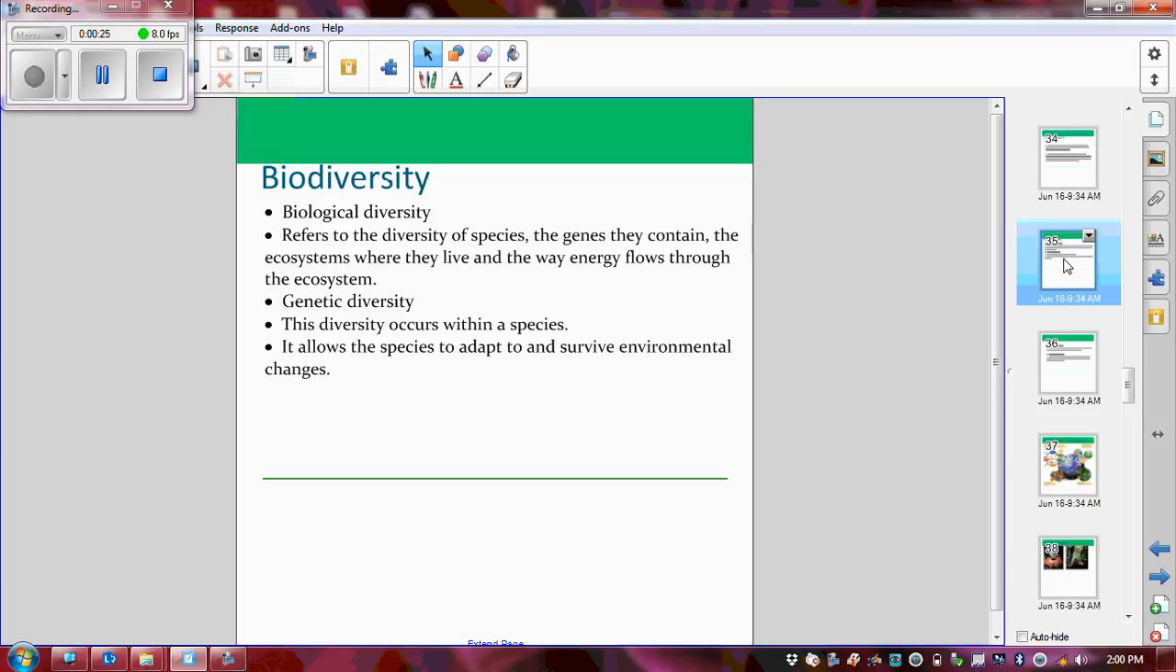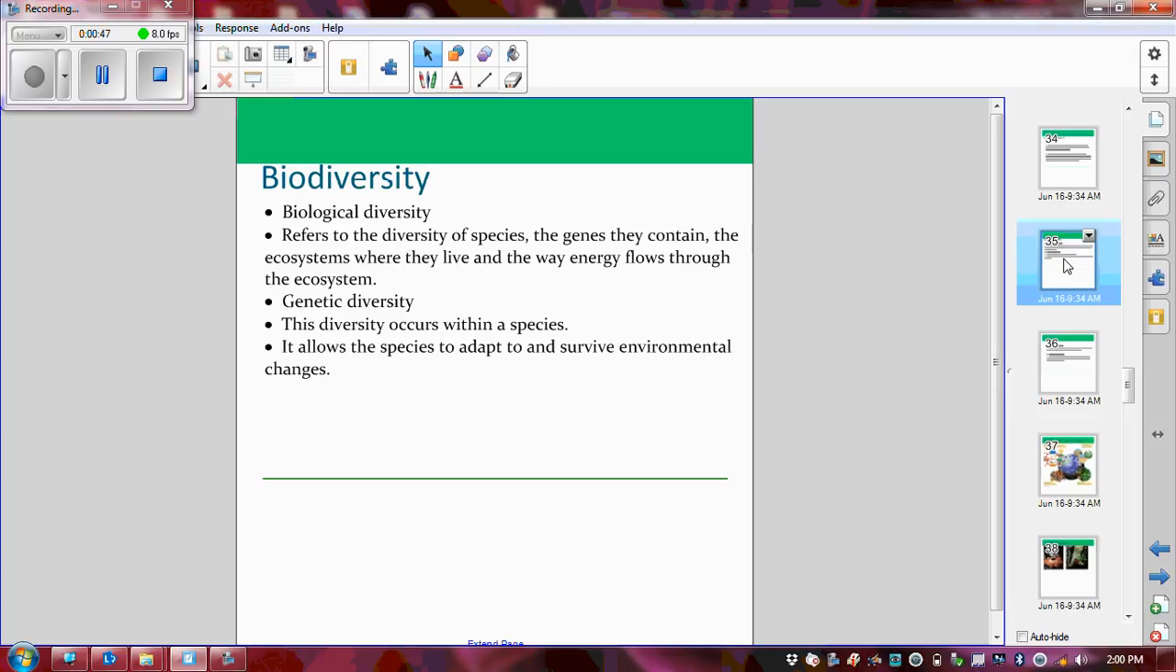The more diverse our biosphere is, the more resilient it is, or the more stable it is, and the more able it is to deal with change. So we're looking for large numbers of species, large numbers of habitats, large numbers of ways that energy can flow through ecosystems. Genetic diversity is more focused.